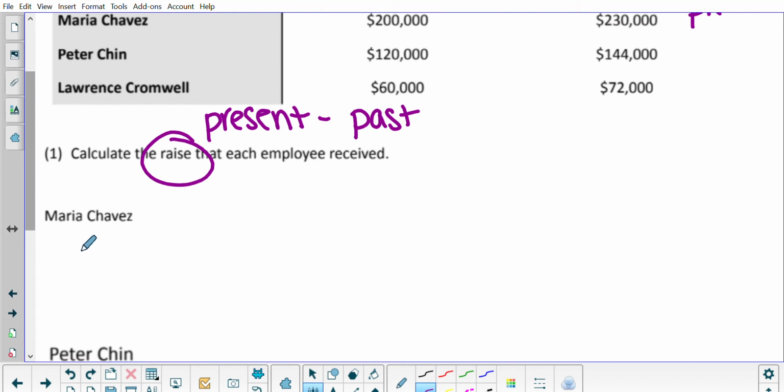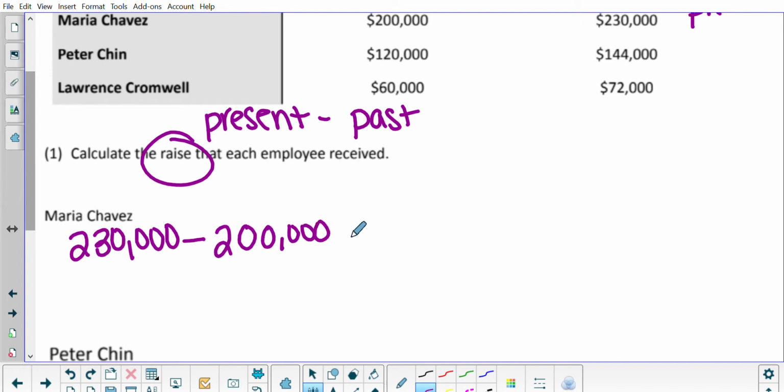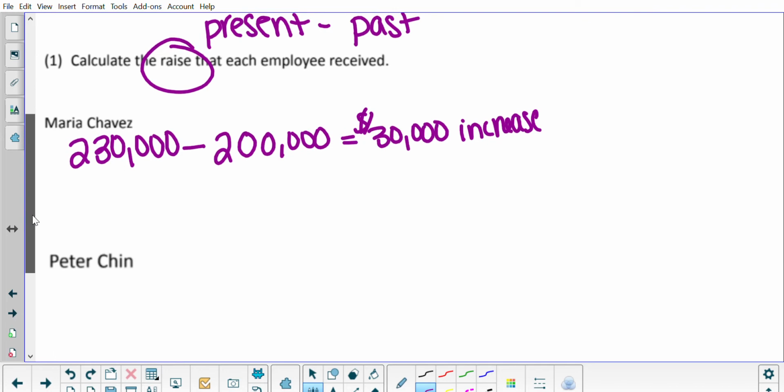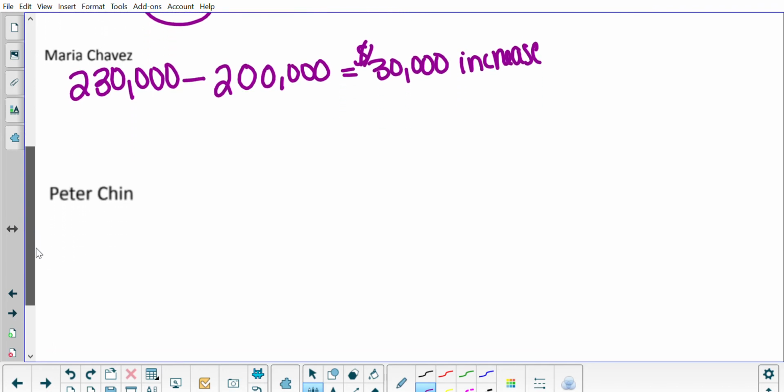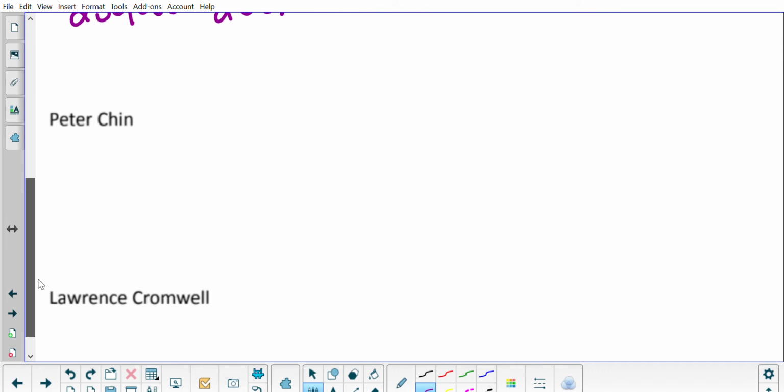Okay, so I'm going to do the first one for you. So Maria's present was $230,000, and I'm going to subtract her past, which was $200,000, and I got $30,000, and that's an increase, okay? So she increased by $30,000, okay? So what I want you guys to do is I want you to either pause me or I guess a question will come up, and you guys are going to do Peter and Lawrence.